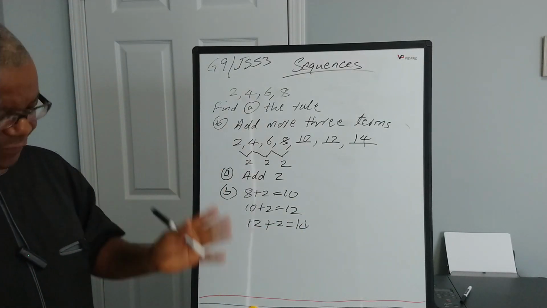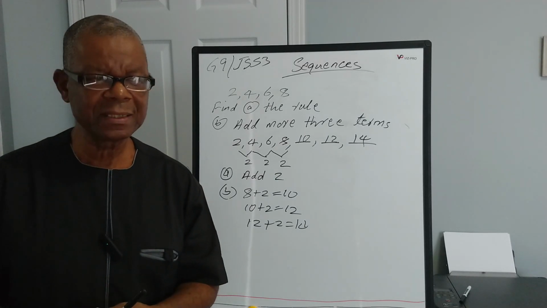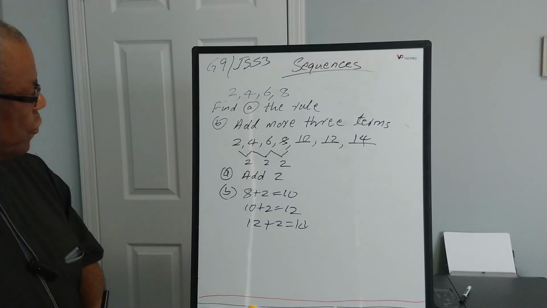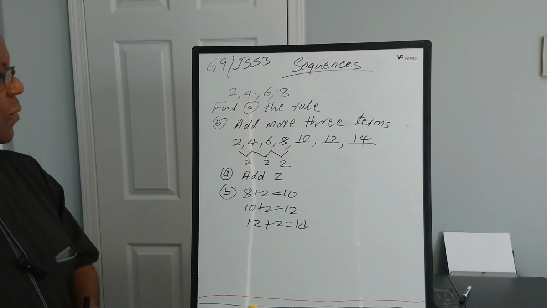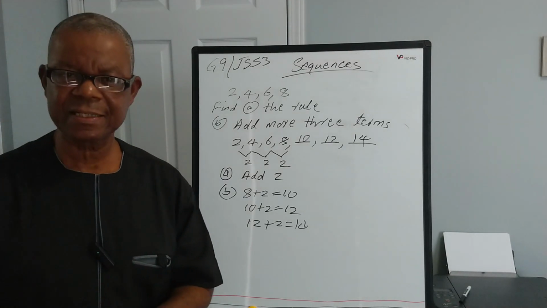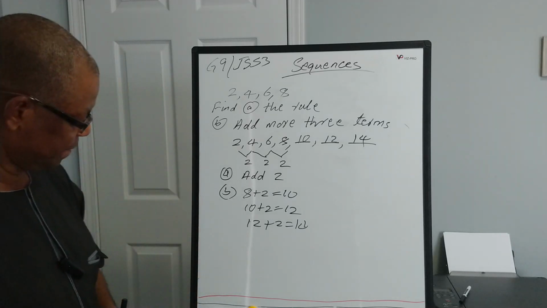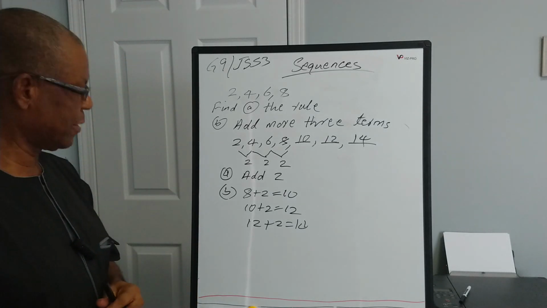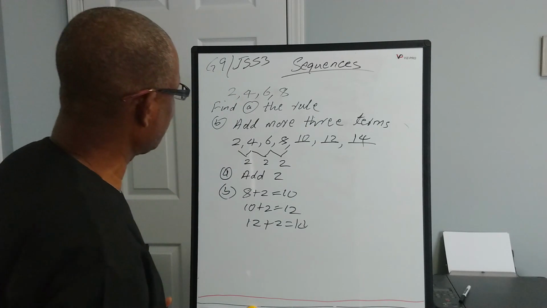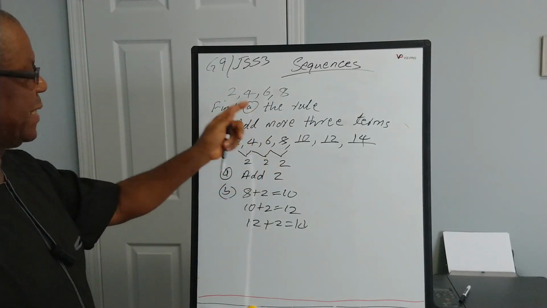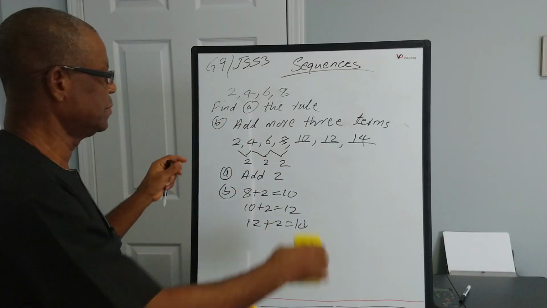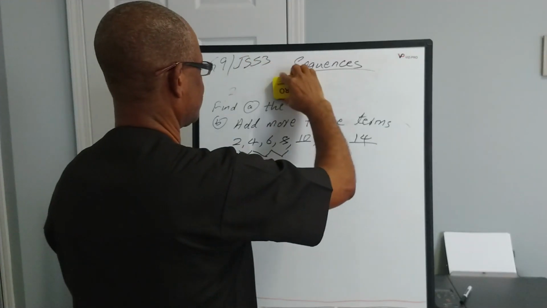That is the definition of a sequence, and also how to find the rule, which is necessary, because every sequence must have a rule. Let us have another example where we're asked to do the same thing. A, the rule. Let's take another sequence.